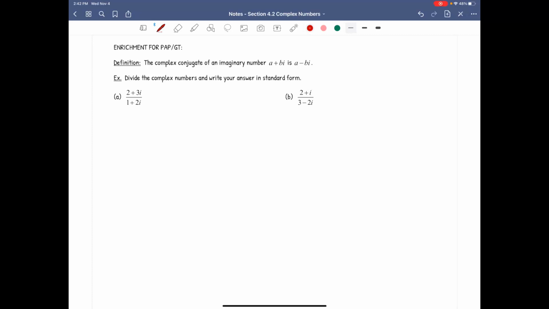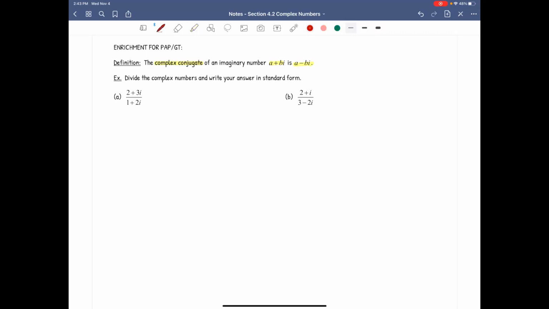In this next part of the notes, we're going to first need the definition that we discussed at the bottom of the previous page, where we talked about complex conjugates. The complex conjugate of a complex number or imaginary number, a plus bi, is a minus bi.